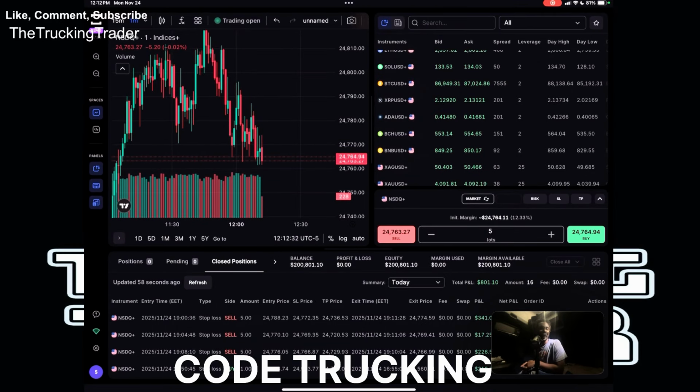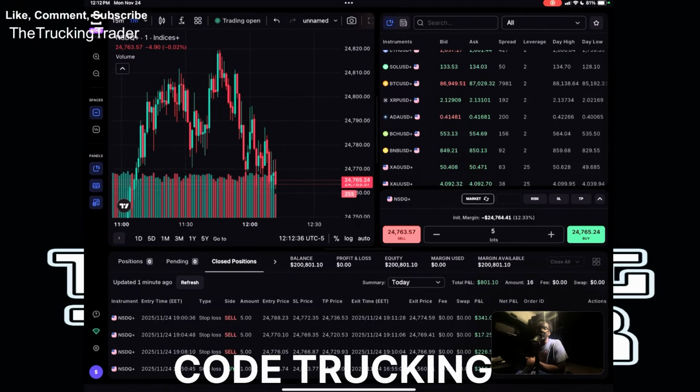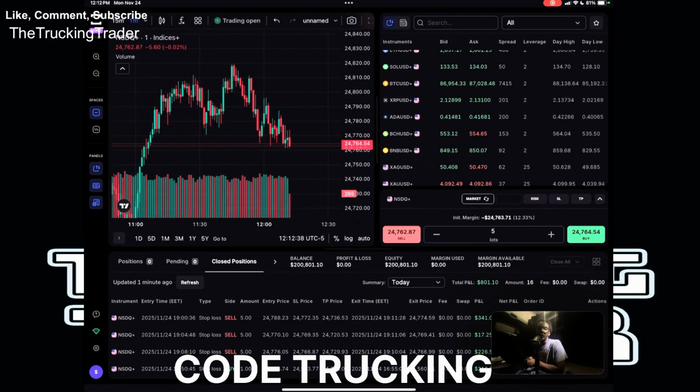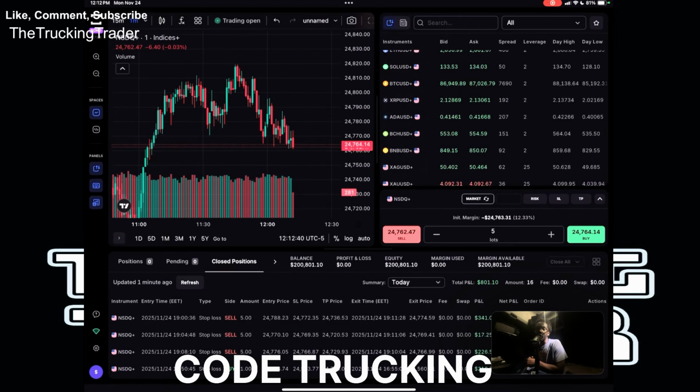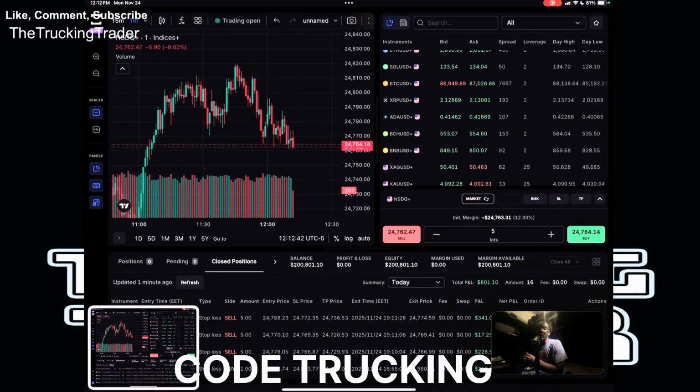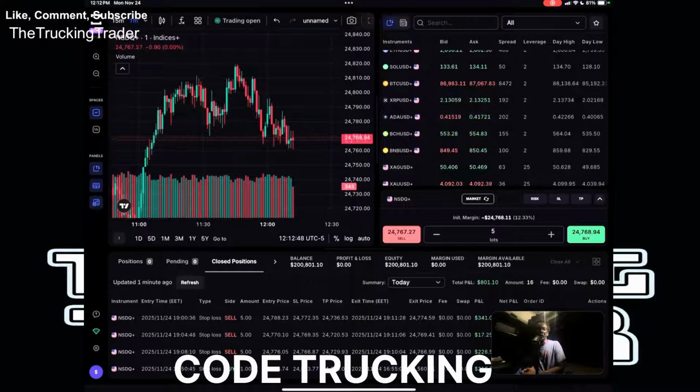Because a lot of the times you end up scaling in so big on these small moves, and then once it reverses on you, if you don't have the proper stop loss, if you're not able to trail your stop loss fast enough, it's just not going to really work out in your favor.